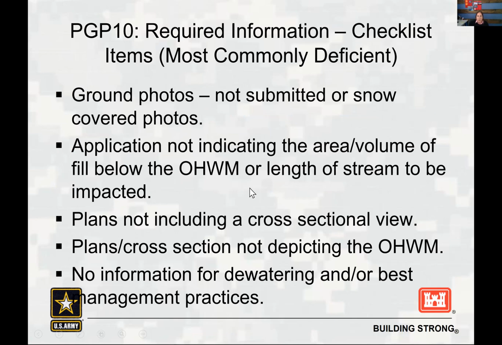So I wanted to include a checklist of the most common issues that we find with the applications. Ground photos: we get a lot of pictures with snow cover. If you send me something like that, we're going to return them because we can't see what vegetation is under the snow. The application doesn't include the area or volume of fill below the ordinary high water mark. The plans don't have cross sections, or the plans don't show the ordinary high water mark. Again, if we don't have that information, we can't determine our jurisdiction.